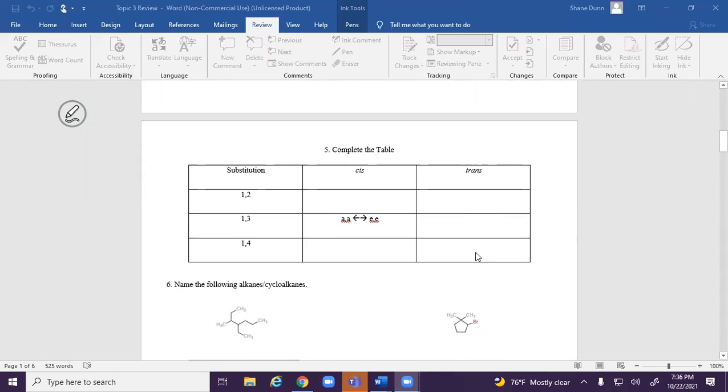Doing this, we can assign cis-trans. So if you have an axial and equatorial, or an equatorial and axial, that's cis for 1,2. Same thing for 1,4. Trans would be AA or EE.